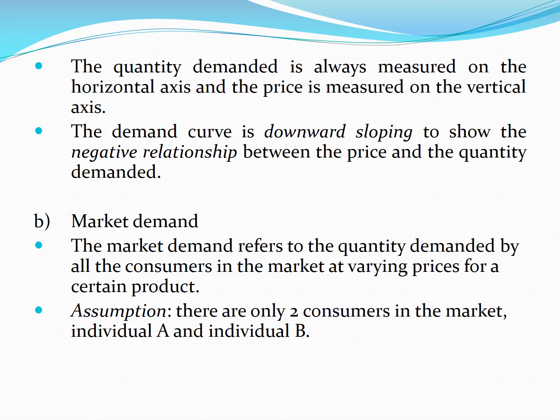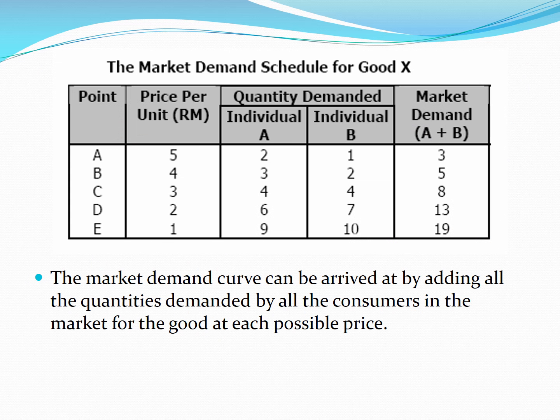Meanwhile, the market demand refers to the total demand by all buyers in that market. This is the example. Just now we had only one buyer, individual A or Shafiq, and then we have another buyer. Let's say in that market there are only 2 buyers. To get the market demand, you have to add all buyers. For example, at price 5 ringgit, A is willing to buy 2 units, B is willing to buy 1 unit. The total market demand is 3 units of cake.